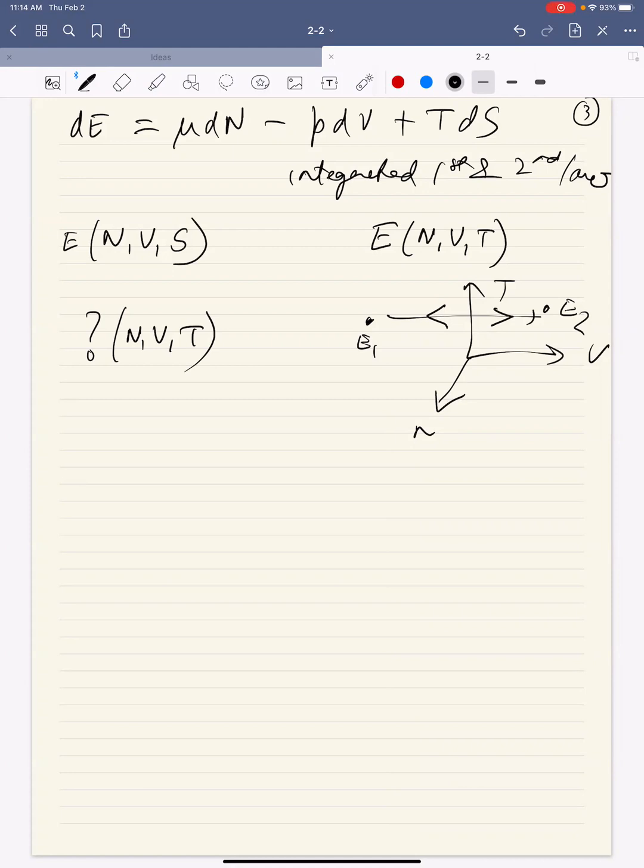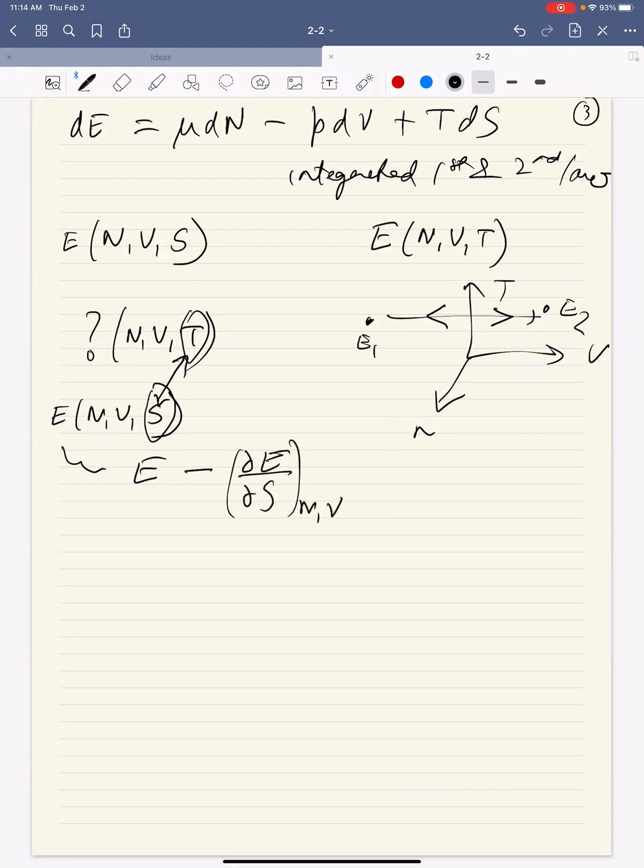There are two ways of doing it. One way is to take the Legendre transform. If you have E as a function of N, V, S, you want to remove this variable and replace it with this one. So you write down E minus partial E by partial S at constant N, V multiplied by S. This is the Legendre transform of E. This has a name, A, and we defined this one as temperature, right? This was our definition of temperature. So A is equal to E minus TS.